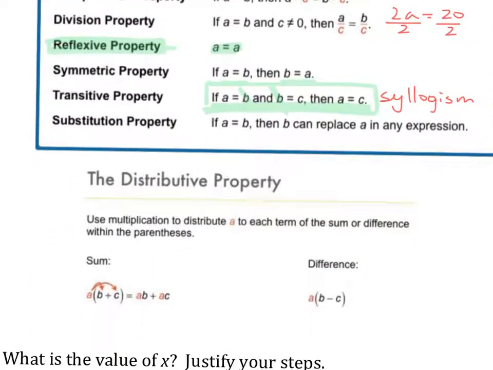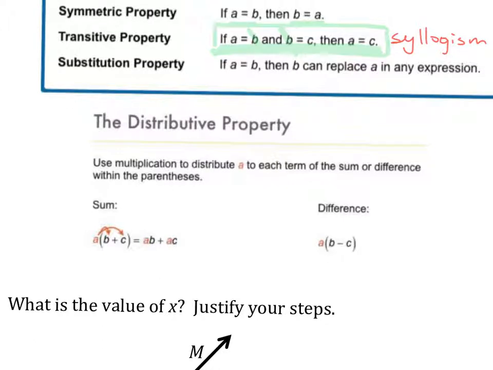Okay, so there's those properties, and then there's the distributive property. That's the one that just says if it's a number times two things in parentheses or more, you need to multiply that number by both those things. So this becomes A times B plus A times C. Same works with subtraction. It would be A times B minus A times C. Okay? Any questions on those properties?